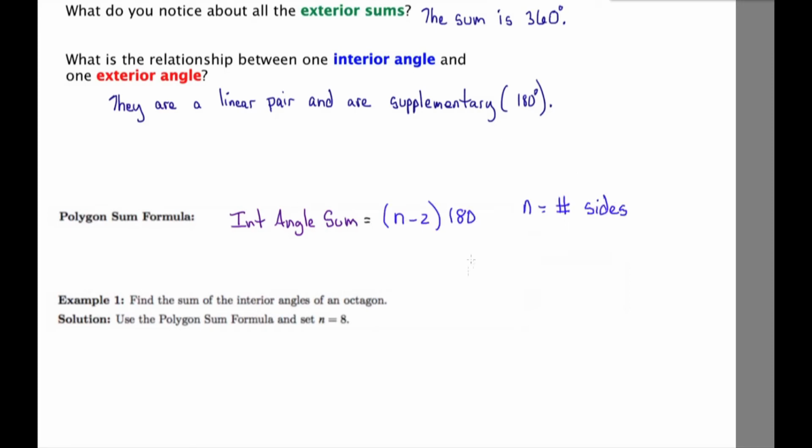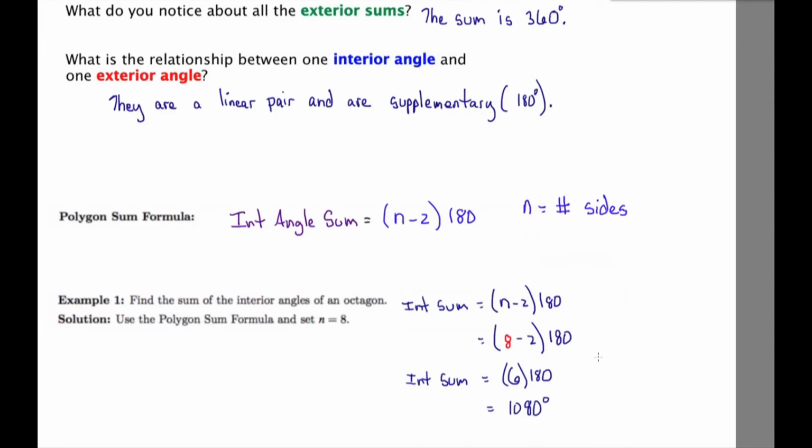So let's take a look at example 1. Find the sum of the interior angles of an octagon. Well, we've already done this, but let's review it. We take the number of sides minus 2 times 180. So in this case, it would be 8 minus 2 times 180, which is 6 times 180, or 1080 degrees.